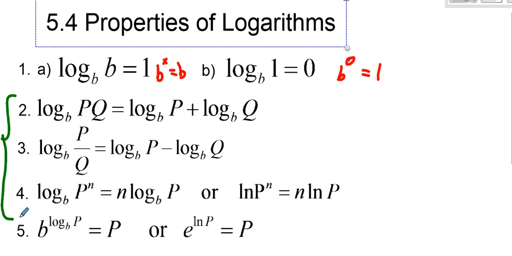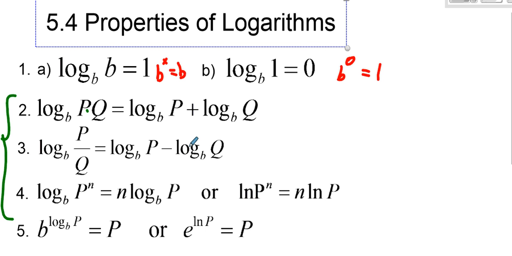These three rules right here, 2, 3, and 4, these are for what's called either expanding or condensing logs. Expanding or condensing, because you can expand multiplication to the addition of two different logs. Multiplication goes to addition. Similarly, division goes to subtraction.